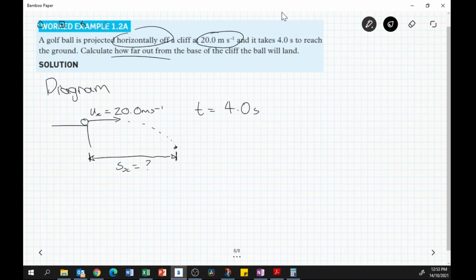It is in your syllabus to understand the effects of air resistance, but you are not actually required within your syllabus to calculate, including air resistance, for this sort of topic. There will be force calculations where you have to take into account friction and air resistance, but that's different. So, after 4 seconds, if you were traveling at 20 meters per second, you continue traveling at 20 meters per second for 4 seconds. Your formula here is Sx equals uxt.